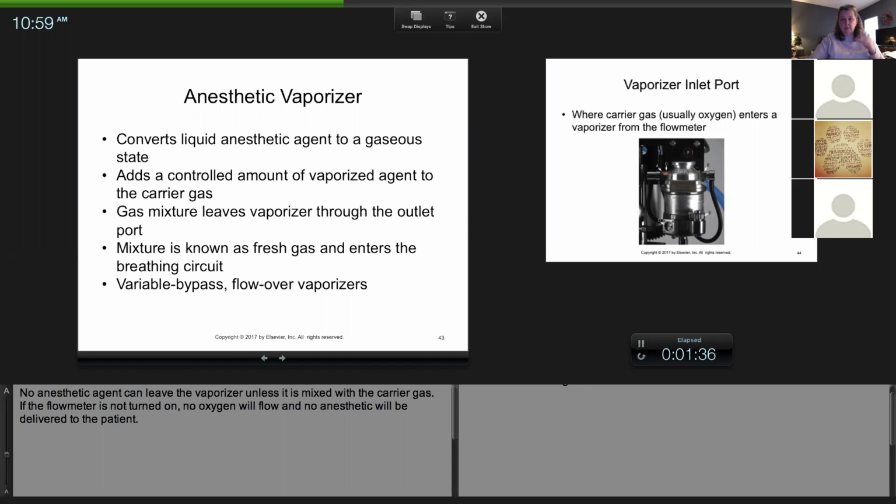So it's a gas mixture. And once it enters the breathing circuit, it is a set amount. You set the percent to be delivered to your patient, and it's a consistent level. And then I'm going to talk about the flow over vaporizers, which were the old ones.